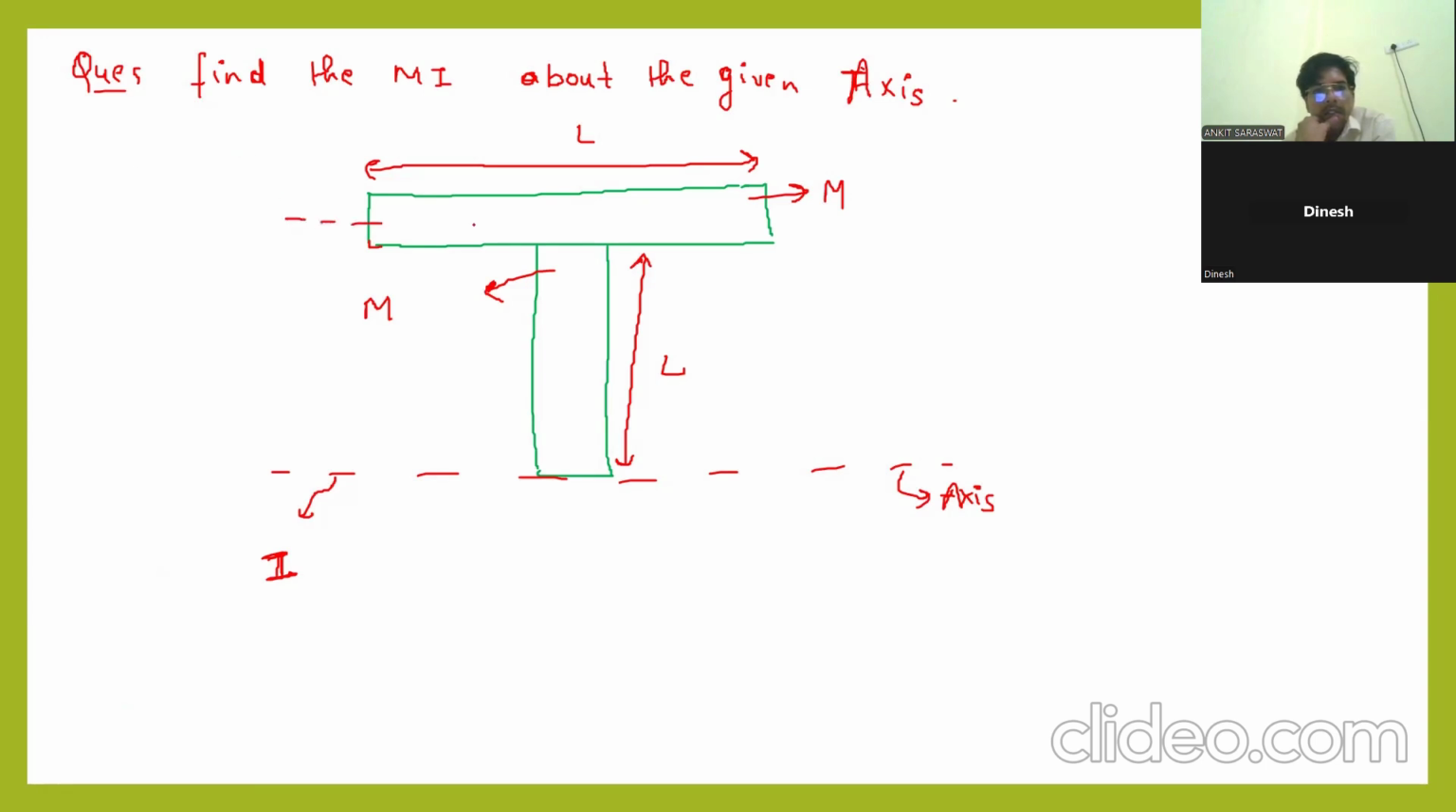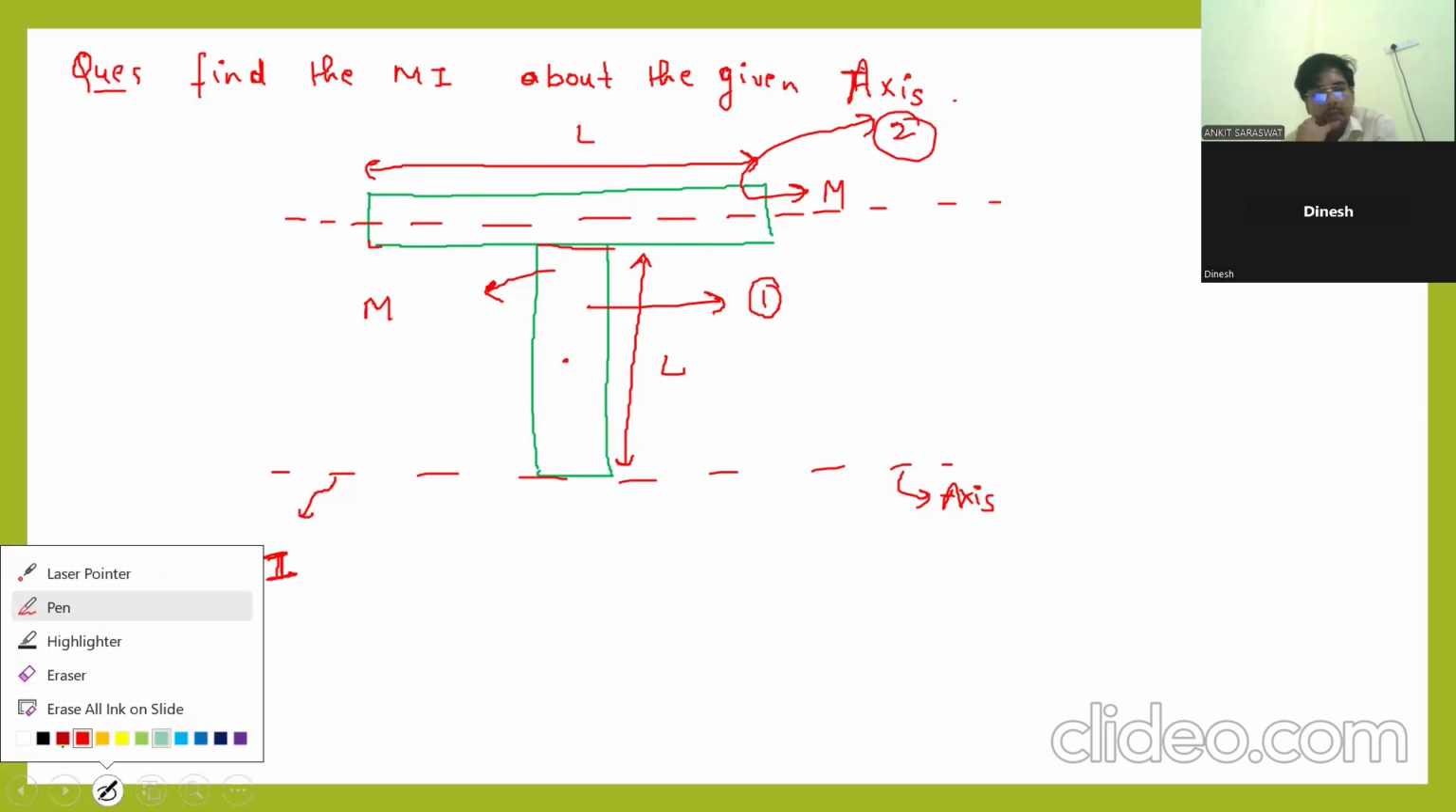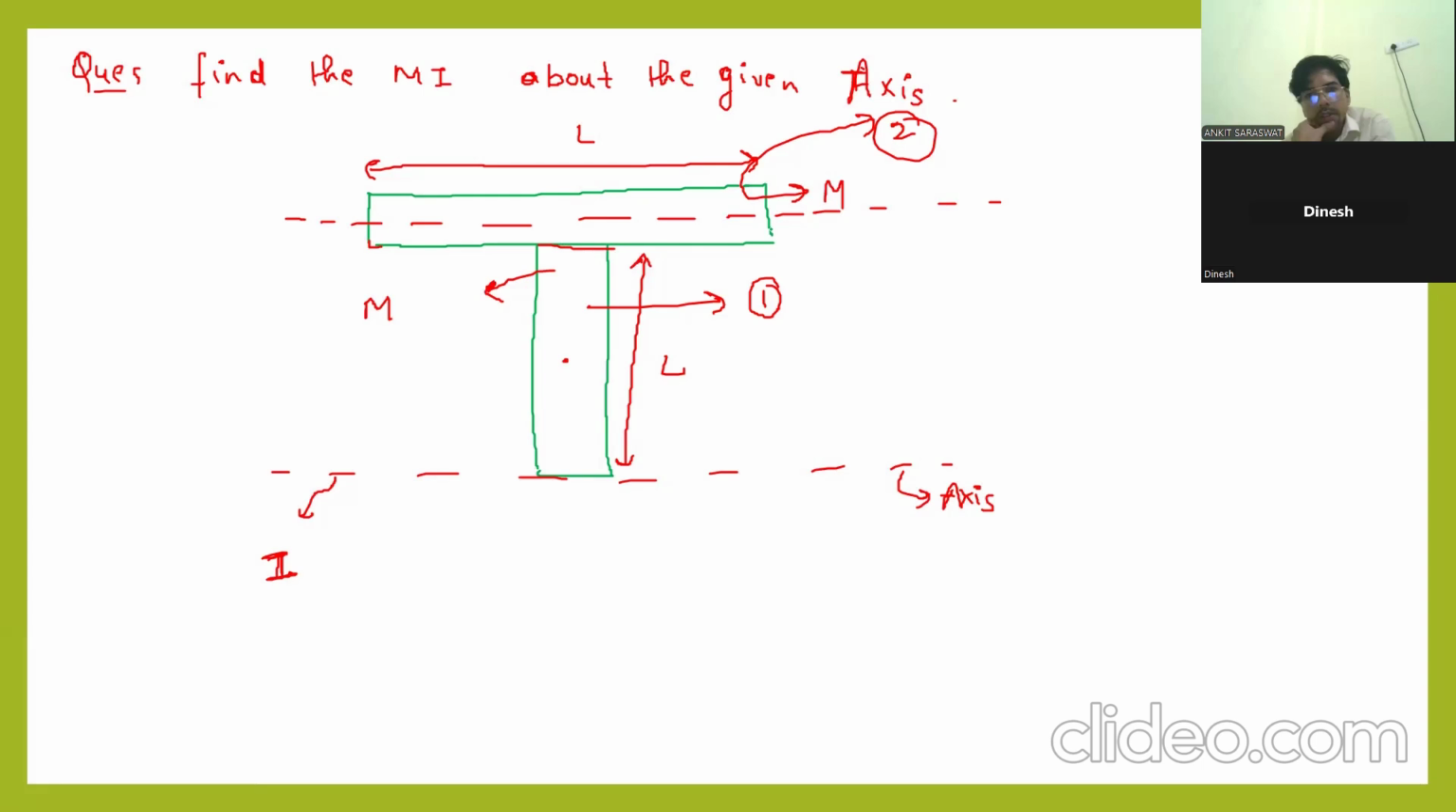Tell me the answer here. It is one T, one square rod, one square rod like this. Due to this rod, you can give number one. You can give number two. So due to this second rod, what is the moment of inertia about this axis?